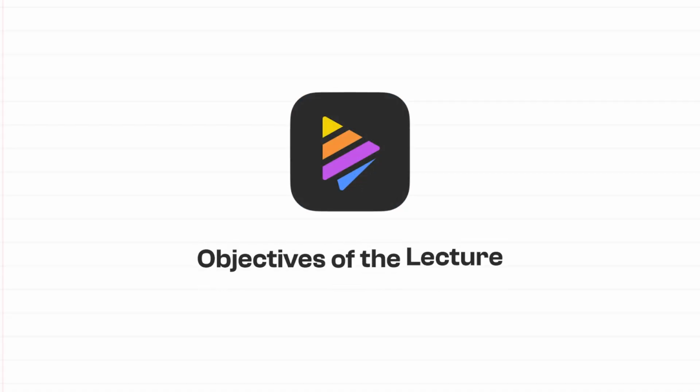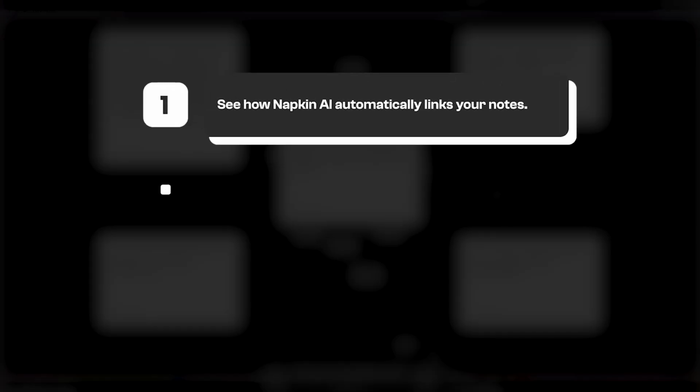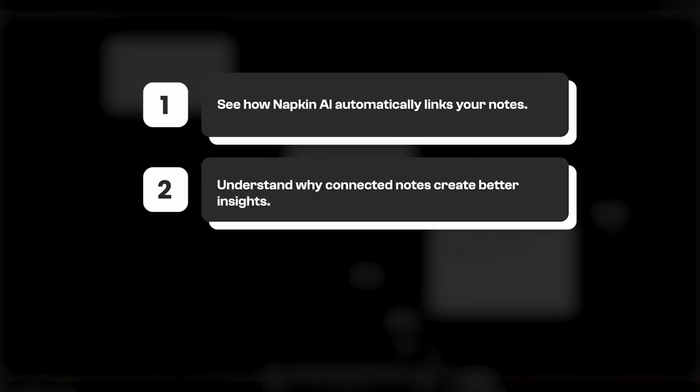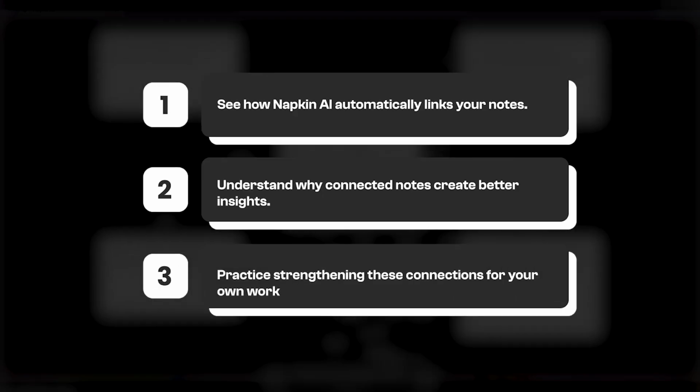Objectives of the lecture. By the end of this lecture, you will be able to see how Napkin AI automatically links your notes. Understand why connected notes create better insights. Practice strengthening these connections for your own work.